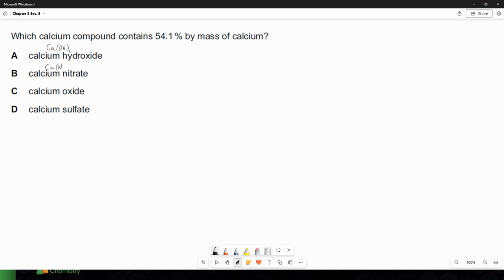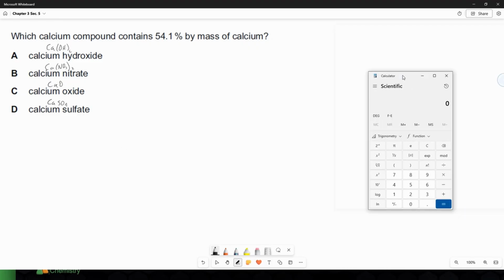So Ca(NO3)2. Calcium oxide, which is just calcium with oxygen. They're both -2 and +2, so it's a 1 to 1 ratio, CaO. And then calcium sulfate is CaSO4. No parentheses there. It's just CaSO4 because calcium and sulfate both have a 2 charge. 2 plus for calcium, 2 minus for sulfate. So we need the molar masses for all of these.